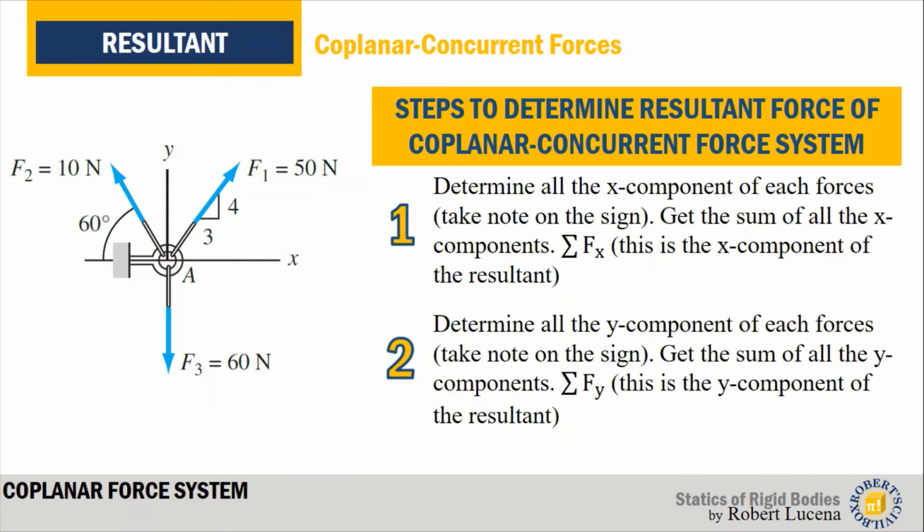And next, determine all the y components of each force. So these two steps could be interchanged. You may want to get first the y component and then go to the x component. So whichever you want. So step 1 and step 2 could be interchanged. So say for example, we have F1, you need to get the F1y and the F2y and F3y. Now, if you have the summation of all the forces along x, you should represent that by sigma Fx. And if you have the summation of forces along y, you can get that by using the notation summation Fy or sigma Fy.